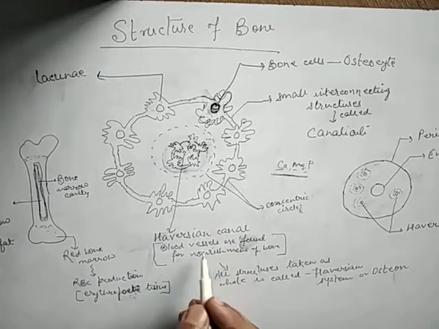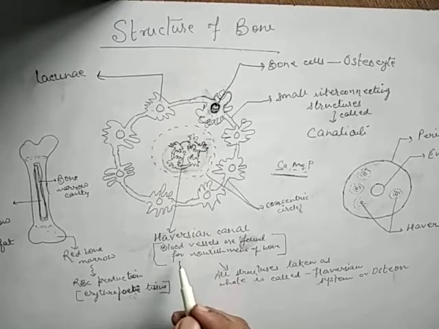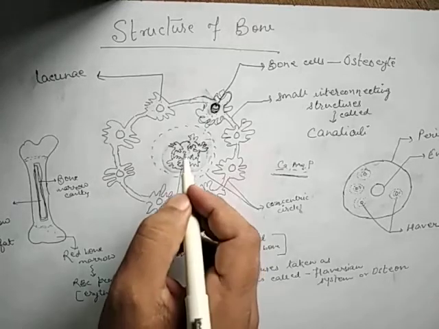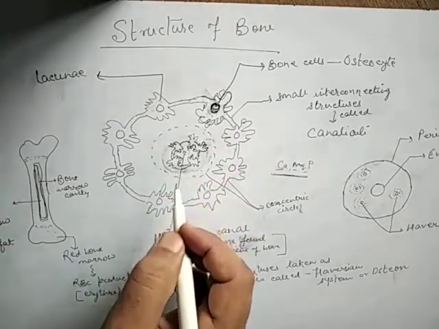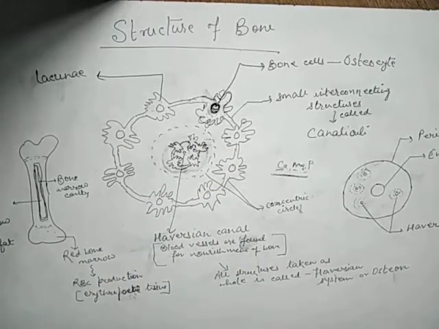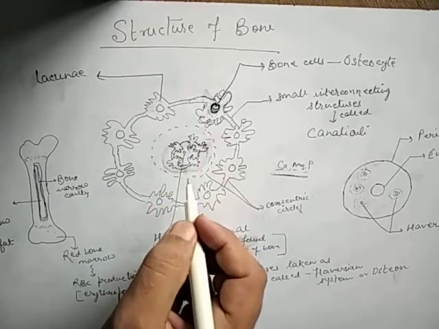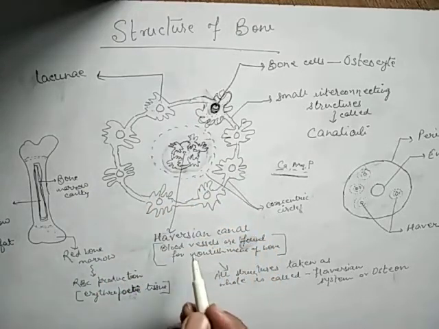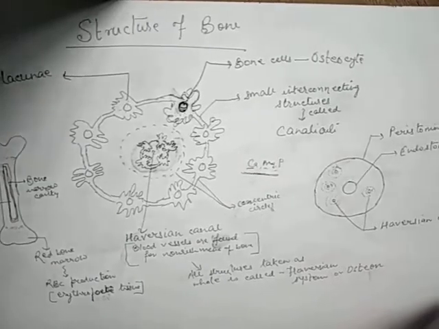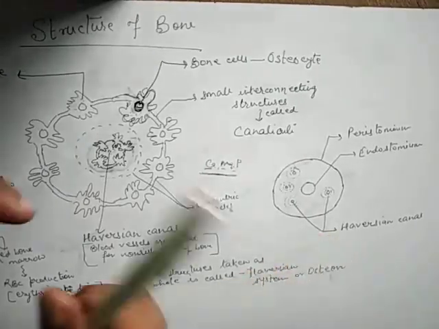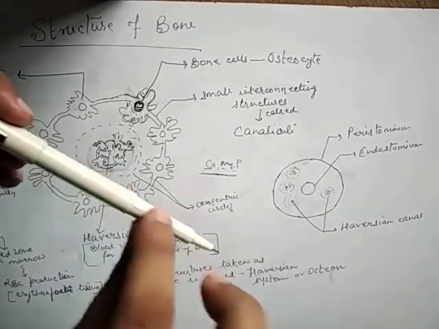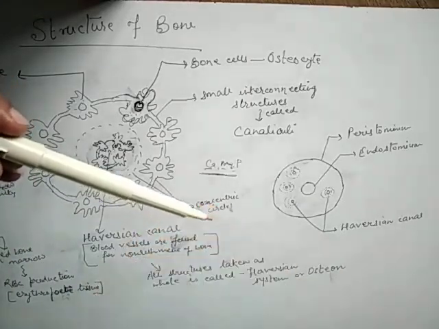Blood vessels are found in this canal, and so the nourishment of the bone takes place, because we know that the blood vessels carry the oxygen plus the minerals, the food, the nourishment. So the bones are nourished by this Haversian canal, which is found in the bone. You can see another diagram. Suppose this is the bone, and we cut a transverse section.